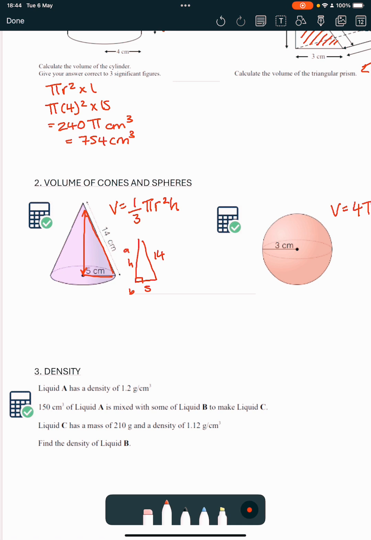A, B, C is always the hypotenuse. A squared plus B squared equals C squared. So H squared plus 5 squared equals 14 squared. H squared plus 25 equals 14 squared, which is 196. Take away 25 from both sides to get 171. So H is root 171.